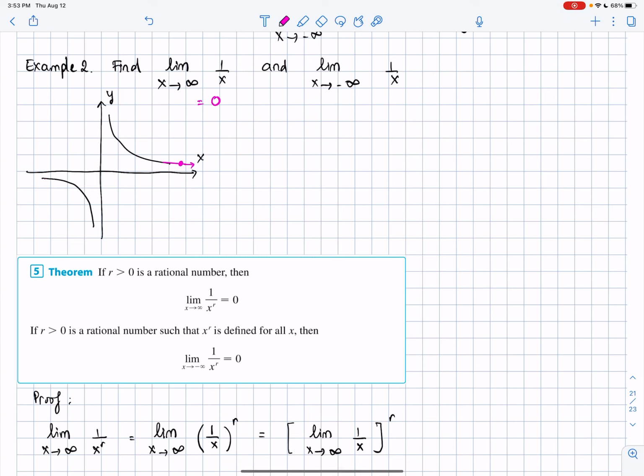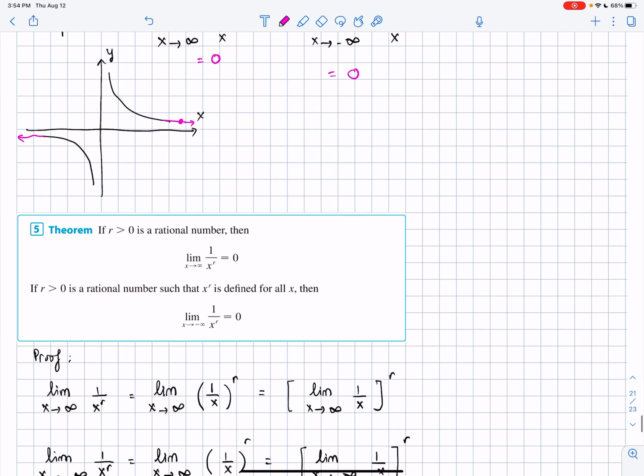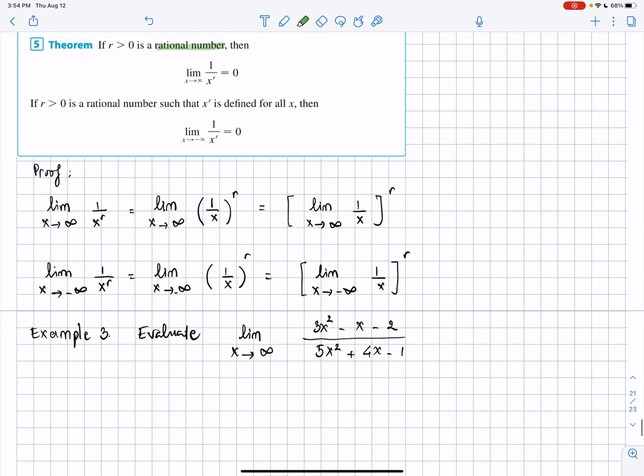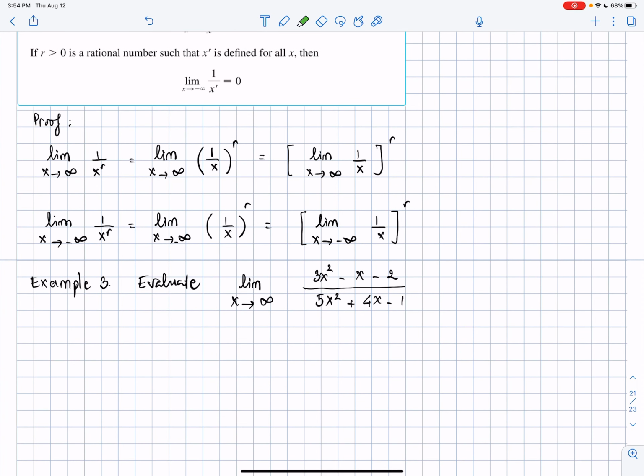And similarly, if we go from the other side, we can see that it's also 0 as x approaches negative infinity. So theorem number 5 says that if r is a rational number, then the limit of 1 over x to the r as x approaches positive or negative infinity is equal to 0. The proof is pretty easy.